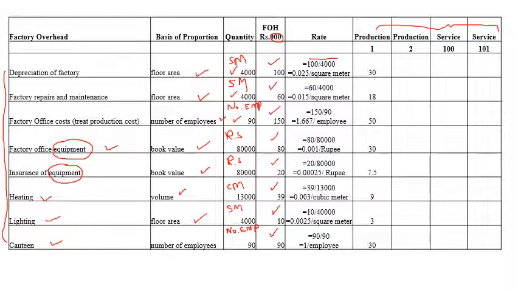If you divide 100 by the basis, which is the floor area of 4000 square meters, you will get a rate which is 0.025. This is the rate. And if you multiply by the total floor area occupied in department 1, you will get 30.